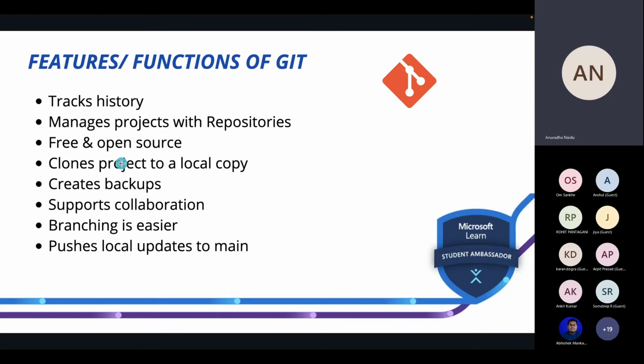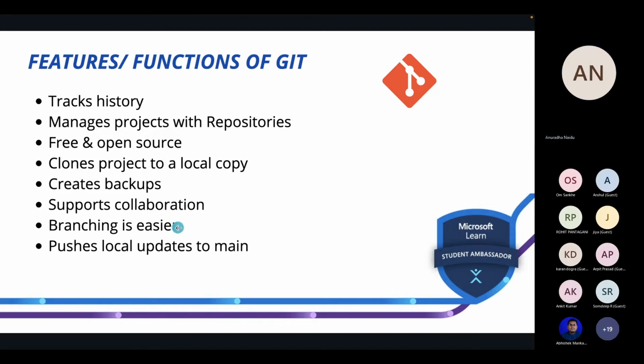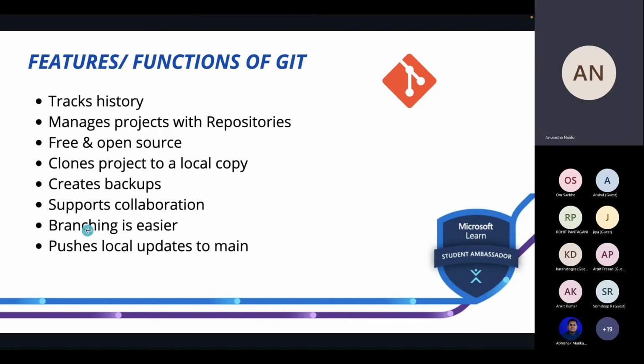It is free and open source. It is free for everyone. It can clone a project to a local copy. We have all done this in our college. It creates backups of our source code. It supports collaboration. We will also see how we can collaborate with others by using GitHub or Git. Branching is easier. Branching is an entirely new concept here. I'll be discussing it later on. It pushes the local updates to the main. We'll actually perform this now.